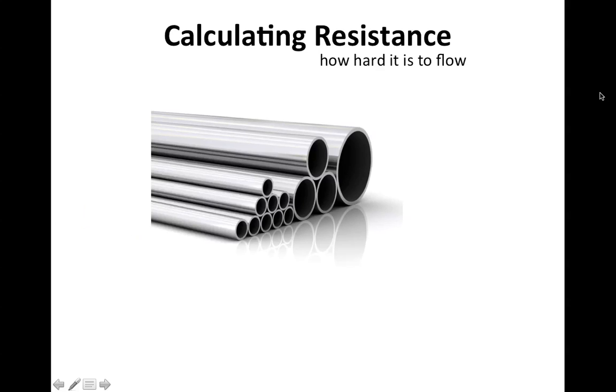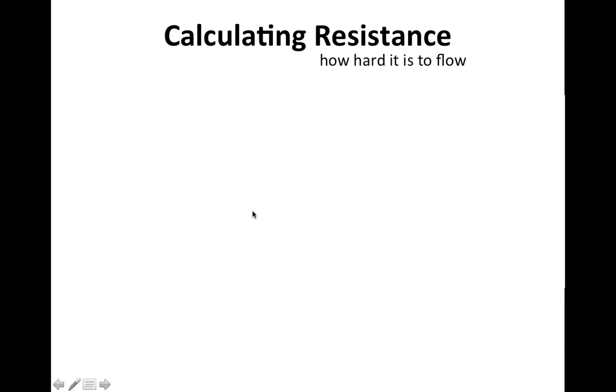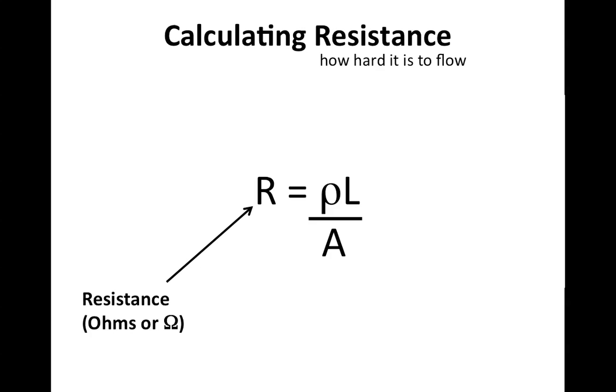Similarly, if you have different size diameters or openings, which one is the hardest to flow through? Well, it's obviously going to be the smaller one, because this one has a wide space so it has a really easy time flowing through it, and this is a lot more narrow, so it's going to be more difficult. So when you're calculating resistance with your equation, resistance, which is the letter R, and we measure resistance in ohms, or the symbol omega, is equal to rho times L divided by A.